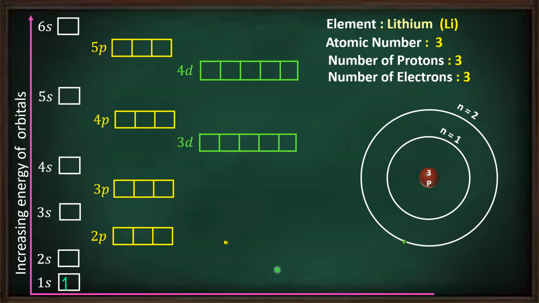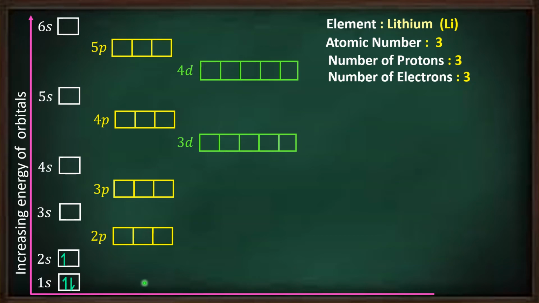Second electron pairs up with this electron. Next, the third electron enters into the 2s orbital. Why? Because once the 1s orbital is completely filled, electrons enter into the 2s orbital. Okay, 1s, 2s, 2p, 3s, 3p, 4s, 3d, 4p. In this way, orbitals are filled.